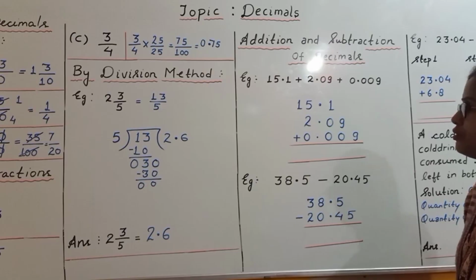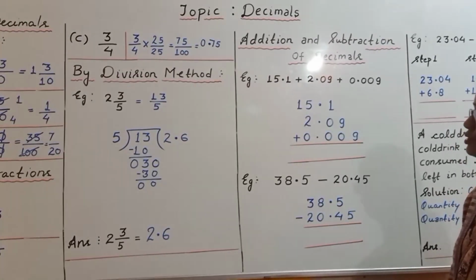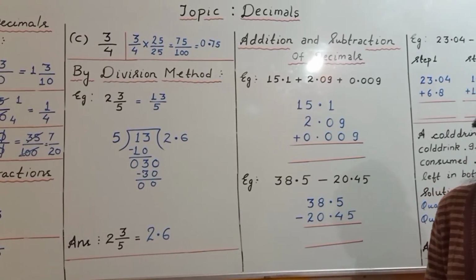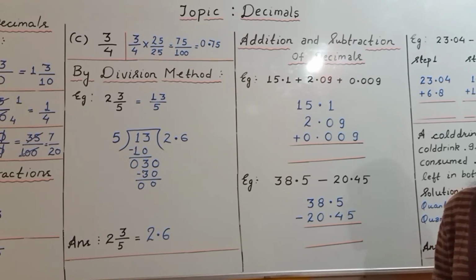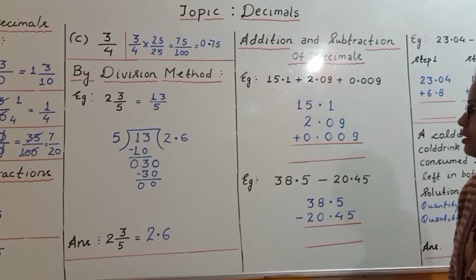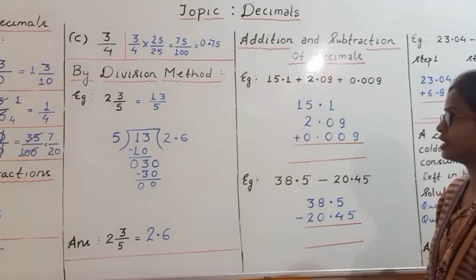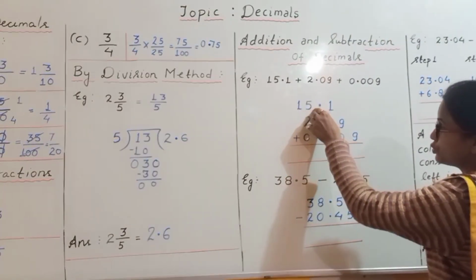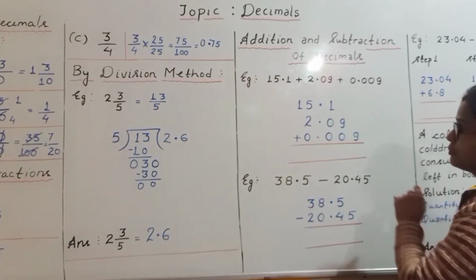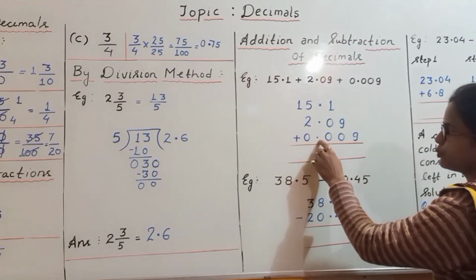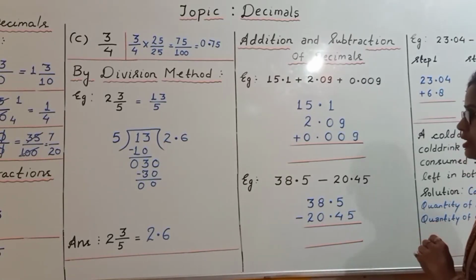Now see the example. We have to add 15.1 plus 2.09 plus 0.009. Children, before addition and subtraction of decimals, we have to convert the given decimals into like decimals if they are not like. So children, see here, first we will arrange the given decimals into columns, but the very important thing is that the decimal point should be in a straight line. Now arrange them: 15.1, then 2.09, then 0.009. We have arranged them in columns.